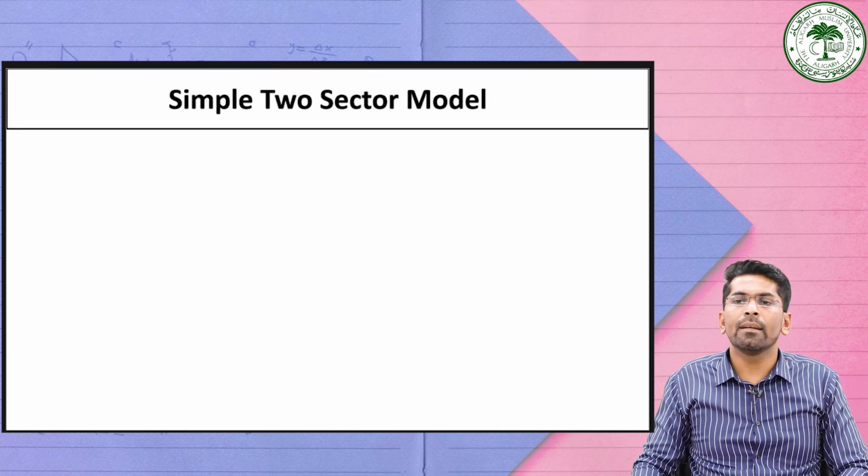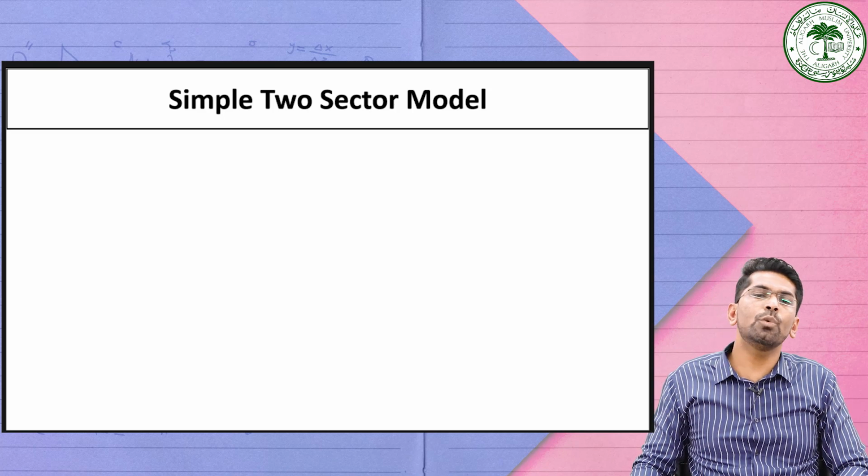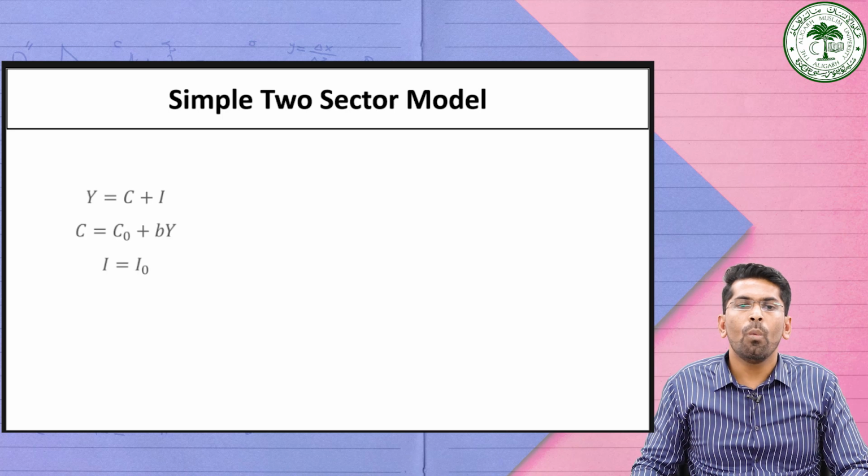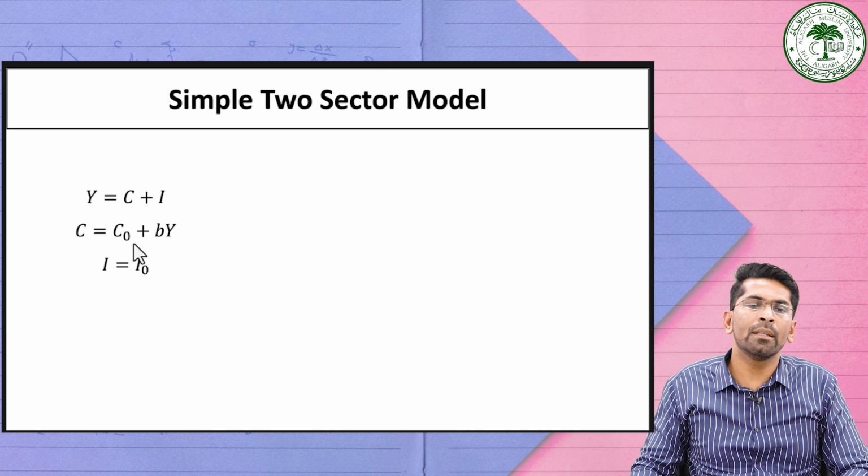Now let us consider a simple two-sector model using mathematical equations. Y is equal to C plus I, where C is given as C0 plus by, and I is equal to I0, that is investment. Here C0 in the given consumption function is the autonomous consumption, which is independent of the level of income. Then we have b, that is the marginal propensity to consume, MPC.